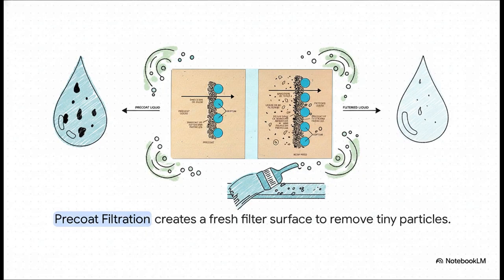What if you need to remove incredibly tiny particles, like microscopic oil droplets or bacteria? For that, there's a technique called precoat filtration. Instead of a deep bed of sand, imagine you paint a very thin, absolutely perfect filter layer onto a screen. This layer, it's often made of a powdery substance called diatomaceous earth.